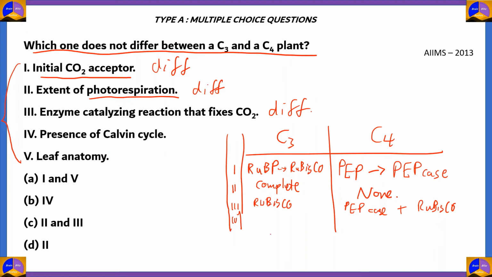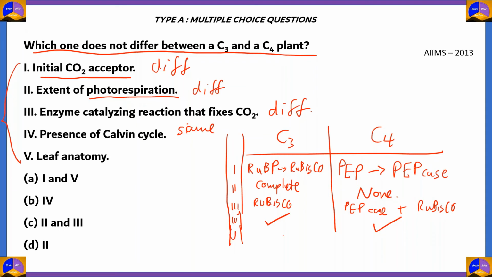Number 4, presence of Calvin cycle. Yes, the Calvin cycle is the whole cycle which is present in C3 plants. And in C4 plants, after the initial fixation through the mesophyll cells, the carbon dioxide which is present in the bundle sheath cells also undergoes the Calvin cycle or C3 cycle. So C4 is an amalgamation of both C3 and the extra fixation of carbon dioxide in the mesophyll cells. So this point is the same. Both have the presence of Calvin cycle.